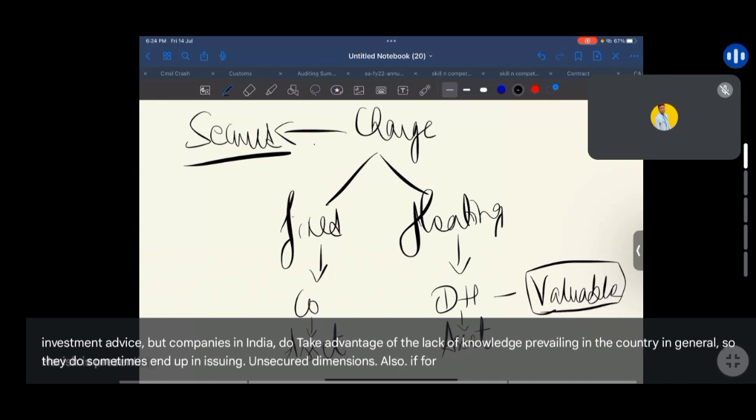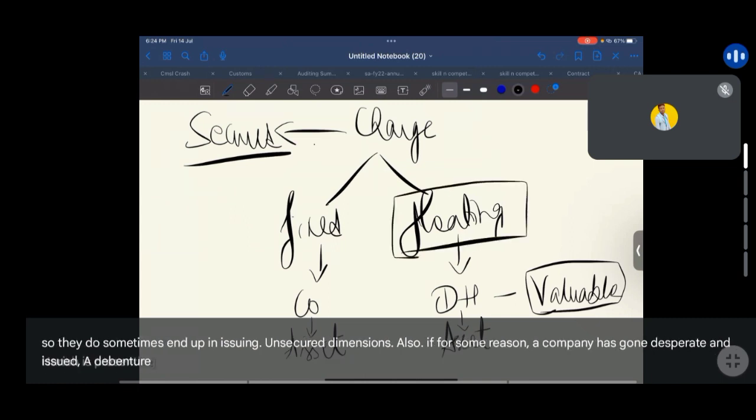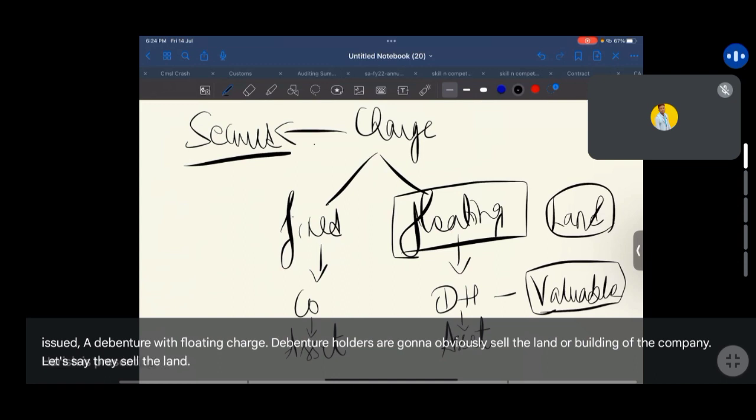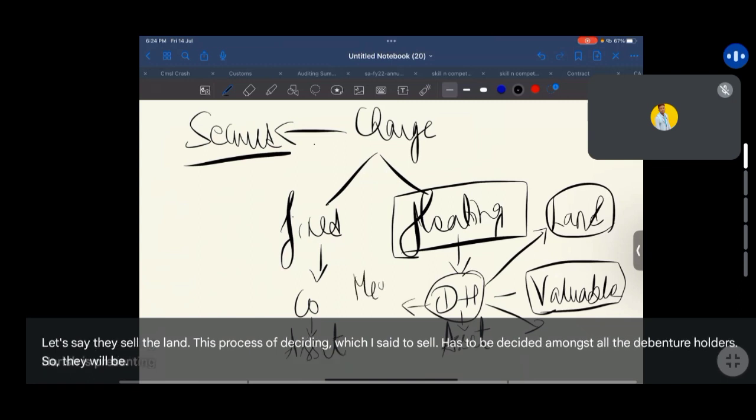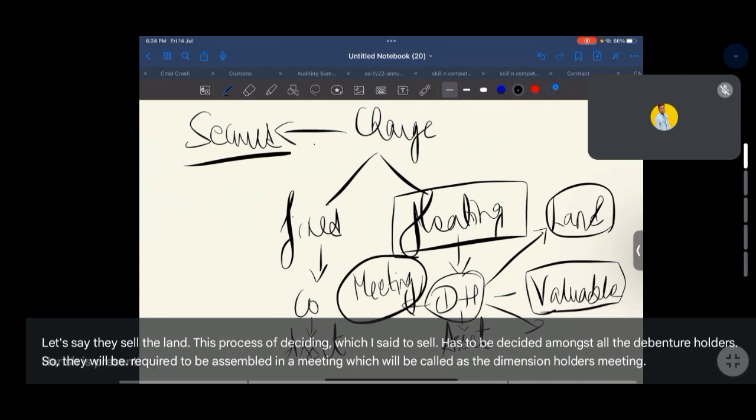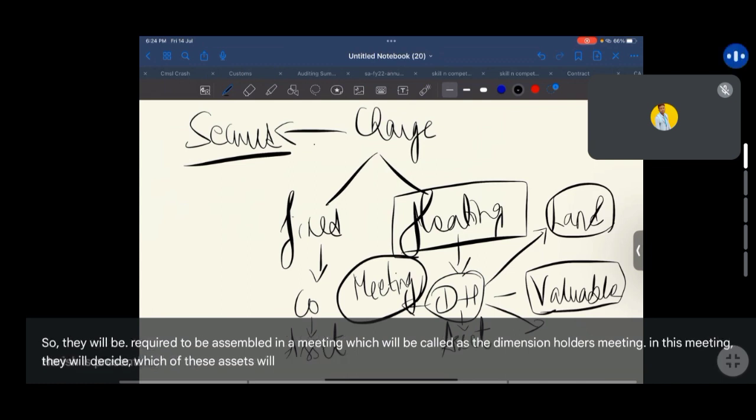Now, if for some reason a company has gone desperate and issued a debenture with floating charge, debenture holders are going to obviously sell the land or building of the company. Let's say they sell the land. This process of deciding which asset to sell has to be decided amongst all the debenture holders. So they will be required to assemble in a meeting, which will be called the debenture holders meeting. In this meeting, they will decide which of these assets will we be selling.